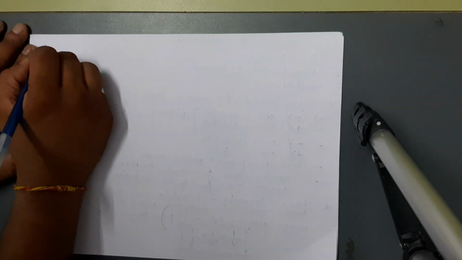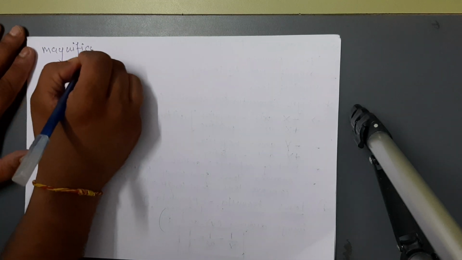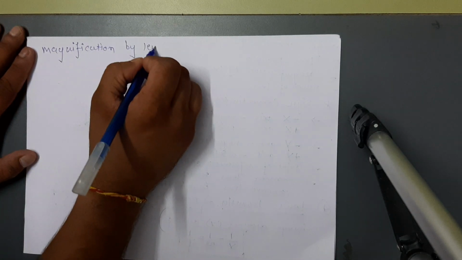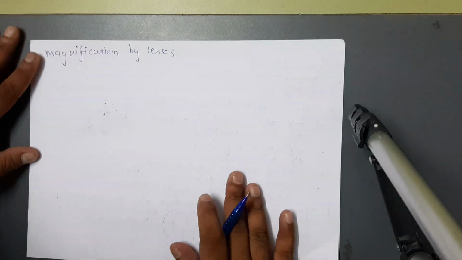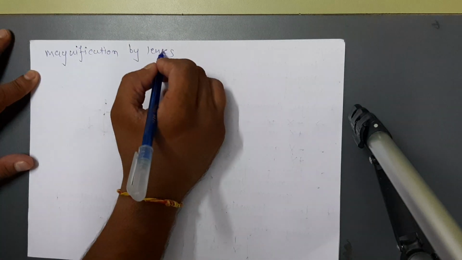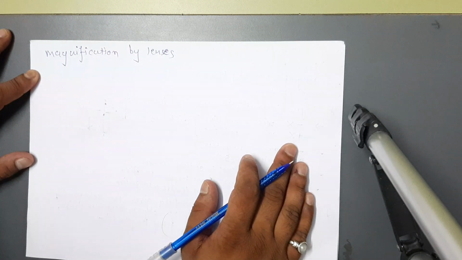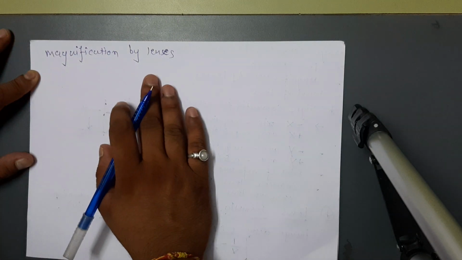Then we will study magnification by lenses. It is the same as the magnification in mirrors. We have studied what magnification is: the ratio of the height of the image to the height of the object. Similarly, it can be the ratio of image distance to object distance. So let's define it.